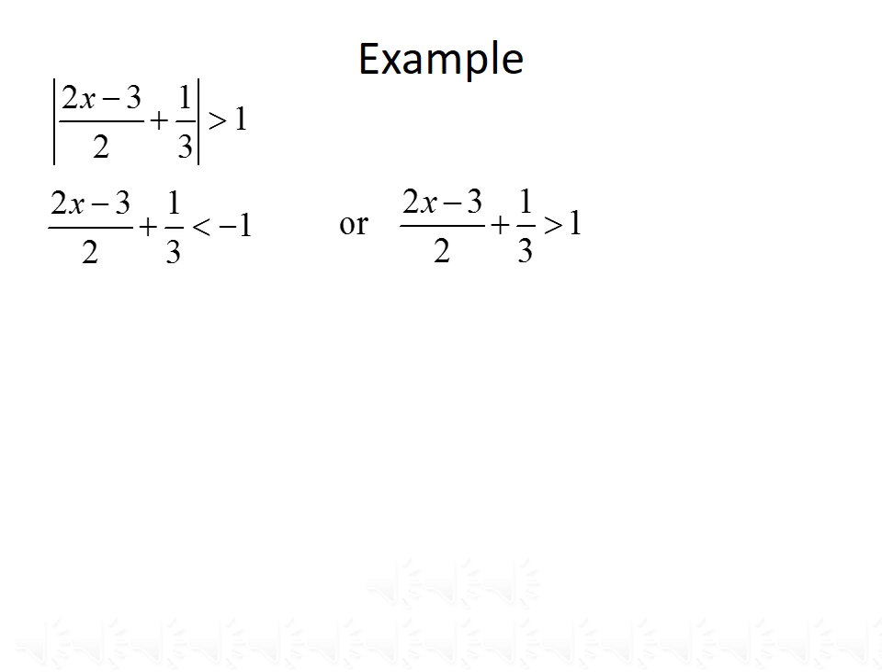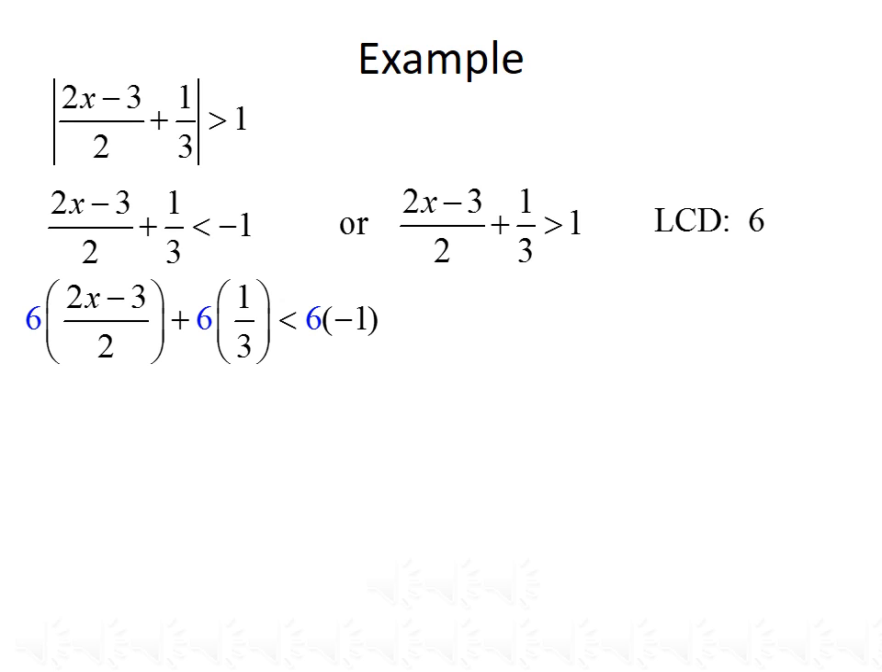In order to simplify these, since we have fractions, we want to multiply through by the least common denominator. Since our denominators are 2 and 3, we can find that the least common denominator will be 6. So let's start with the side that has the negative value. We're going to multiply every value by 6. So 6 times 2x minus 3 over 2 plus 6 times 1/3 is less than 6 times negative 1. If we simplify that multiplication, we get 6x minus 9 plus 2 is less than negative 6.